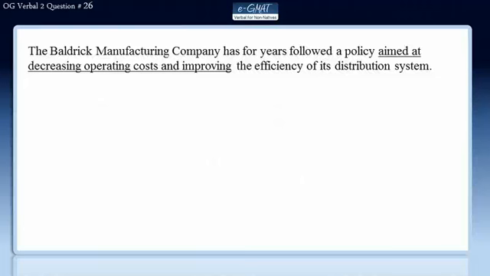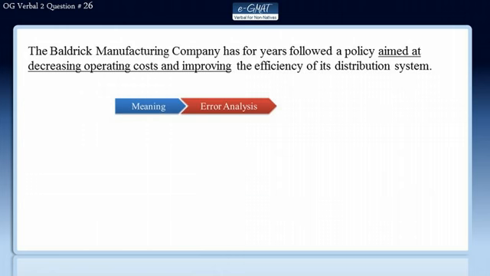We will solve question number 26 of OG Verbal Second Edition by using e-GMAT three-step process. In the first step, we will understand the meaning of the sentence. In the second, we will evaluate the errors in the sentence. And finally, we will review all the answer choices to get to the correct answer.